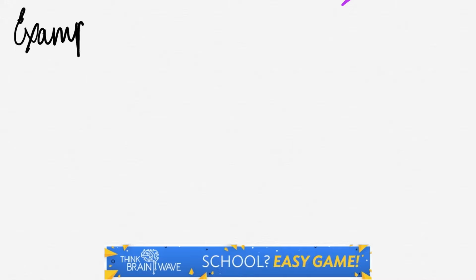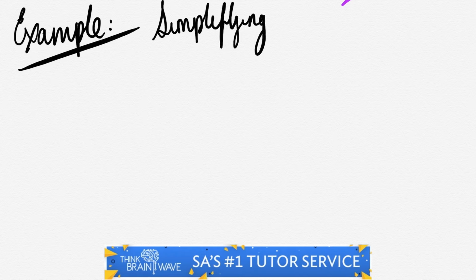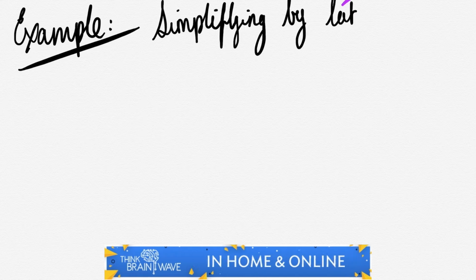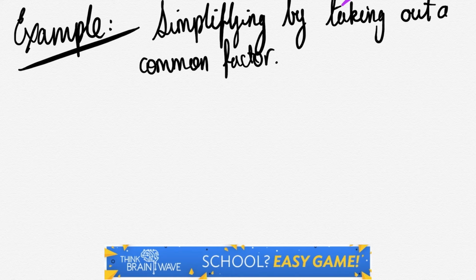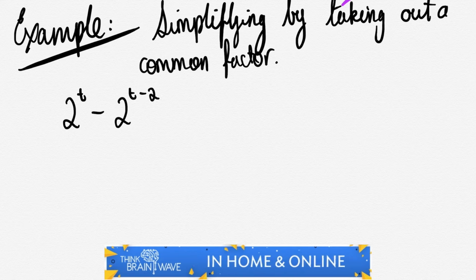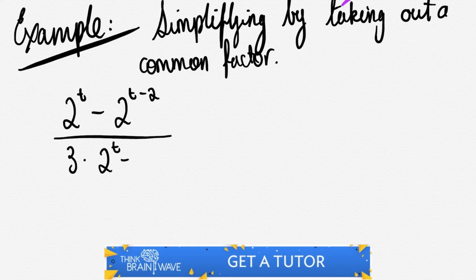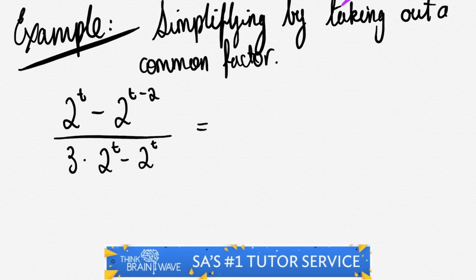Hey guys, in this example, we will be doing simplification of exponents by a common factor. It's quite simple really. So let's do an example. We'll start off by saying 2 to the power of t minus 2 to the power of t minus 2, over 3 times 2 to the power of t minus 2 to the power of t. What you notice is that there is a common factor throughout of 2 to the power of t.